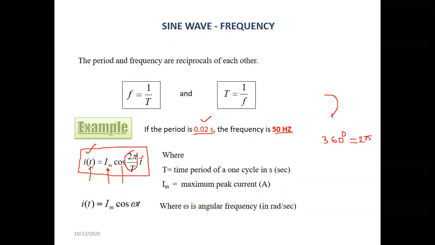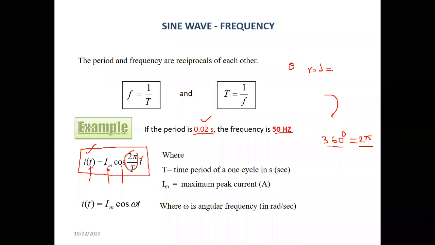If you don't remember, I will tell you how to convert degrees to radians and radians to degrees. You can use a calculator, but 360 degrees is equal to 2 pi radians. So pi radians is equal to 180 degrees, or theta in radians is equal to pi by 180 into degrees. This is the formula. There are degrees and radians modes; you can change that setting in a calculator. I'll show it when we do the problems.